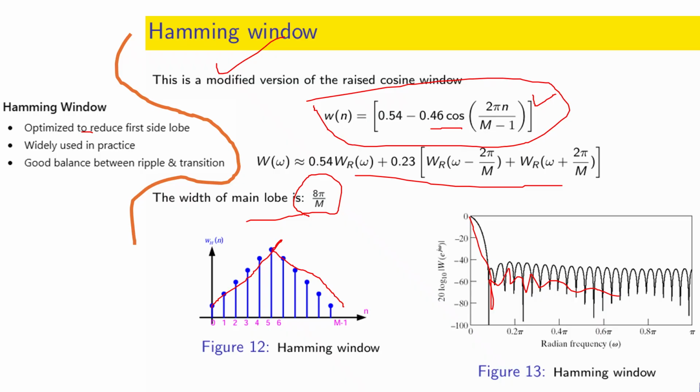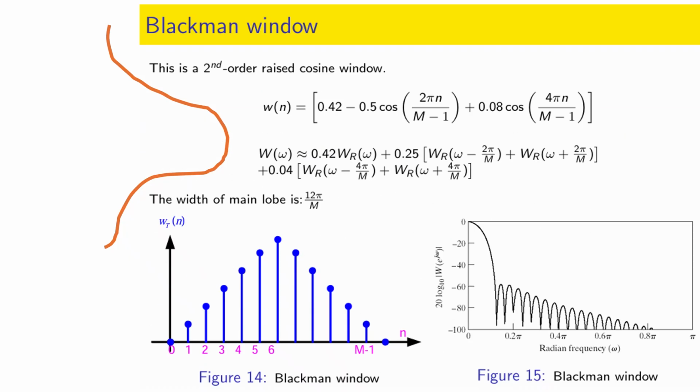So this is optimized to reduce the first lobe and is widely used in practice, with a good balance between the ripple and transition. So the ripple is less, but still there, very less compared to the previous window techniques. Okay, so the last window technique is your Blackman.